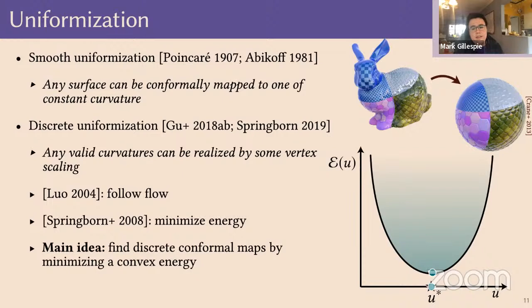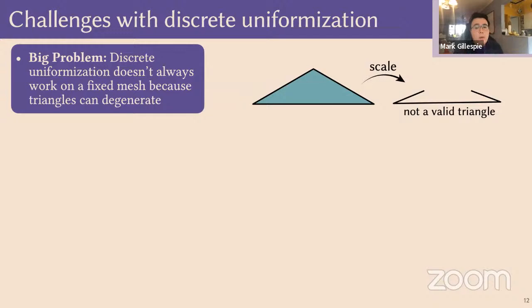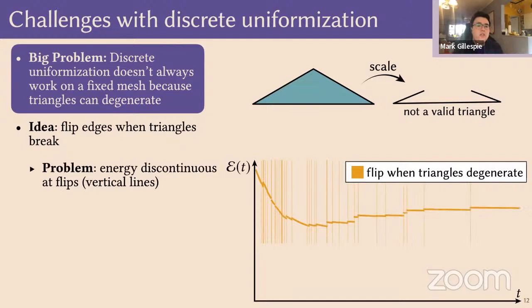However, there's a big problem with this approach. This simple procedure doesn't always work on a fixed mesh. And the reason is that triangles can degenerate. If you make one edge of a triangle too long, then the other edges can't reach each other anymore, and these edge lengths don't define a valid triangle at all. In his original paper, Luo suggested handling this issue by flipping an edge at the moment when a triangle degenerates. However, these edge flips, shown as vertical lines in the plot, cause discontinuous jumps in the energy, voiding any guarantee that the flow will converge to a minimizer.